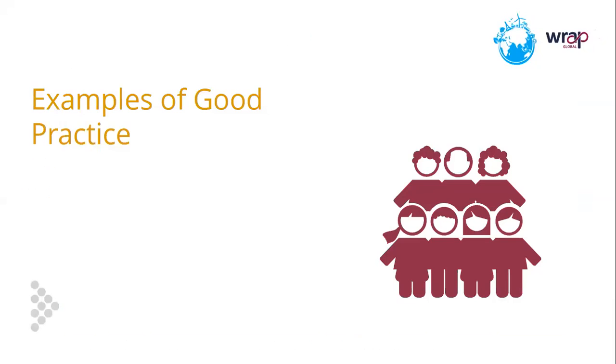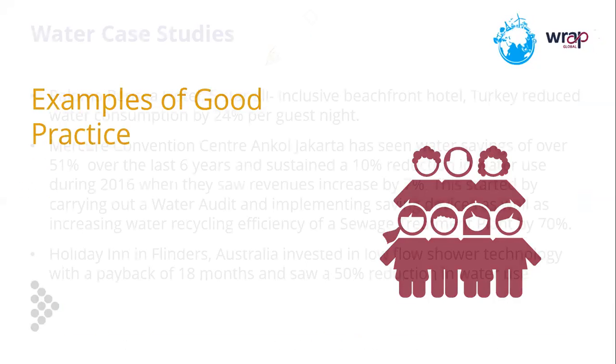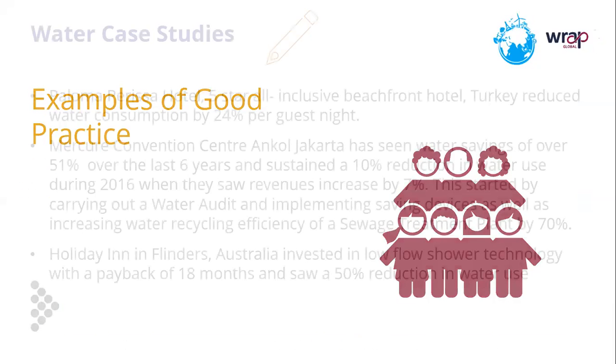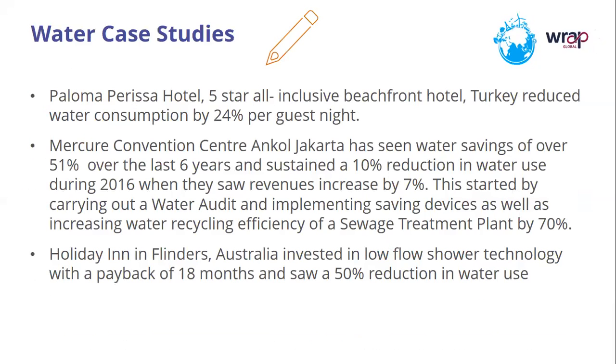In this next section, we will look at examples of good practice in terms of water use. Once some of these businesses started to measure water use, they were then able to make changes and save money. The award-winning Mercure Convention Centre Angkor in Jakarta was able to achieve savings by putting water-saving devices in bathrooms and increase the efficiency of their sewage treatment plant.